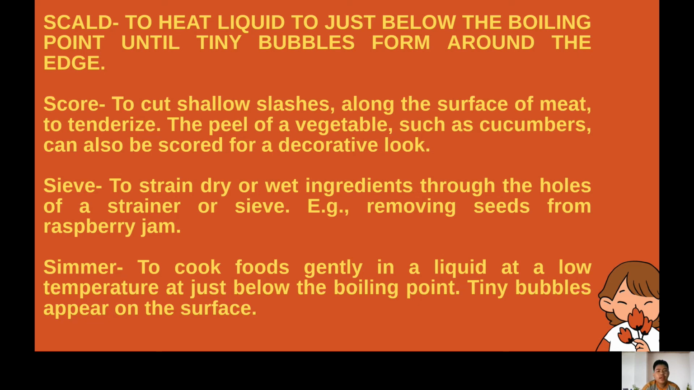Sieve. To strain dry or wet ingredients through the holes of a strainer or sieve, removing seeds from raspberry jam. Simmer. To cook foods gently in a liquid at a low temperature, just below the boiling point. Tiny bubbles appear on the surface.